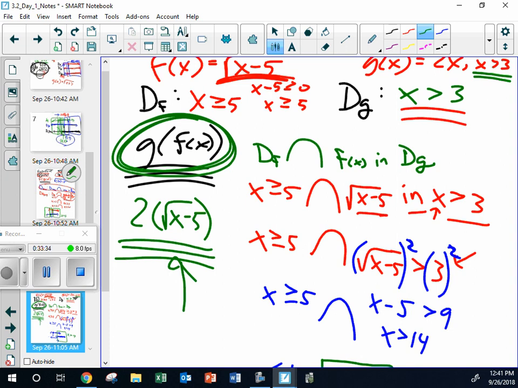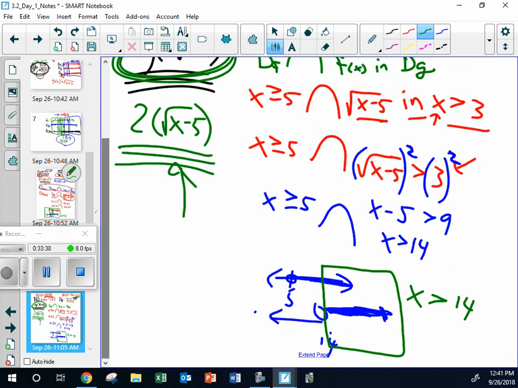Yes? Interval notation would have been fine for that, yes. In other words, the answer could have been 14 infinity like this, and that would have been just fine.